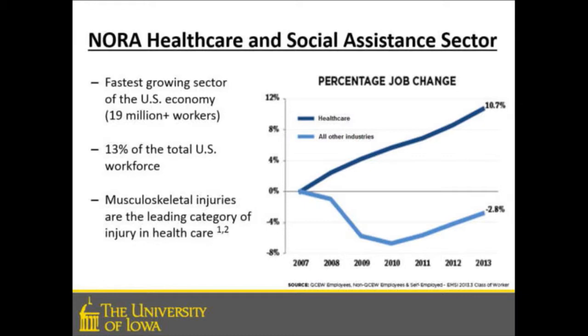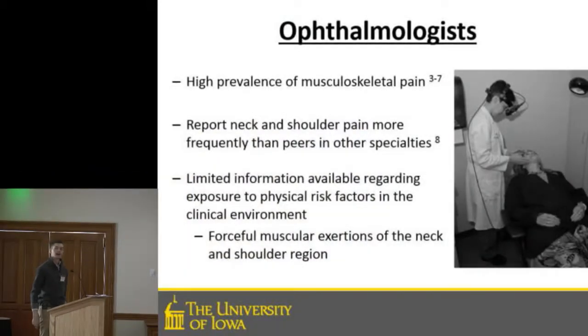prevalence of musculoskeletal injuries. In particular, ophthalmologists, or eye care physicians, report a high prevalence of musculoskeletal pain. And typically, the neck and the shoulder region is a high area of concern for them. In fact, we've recently done some research indicating that ophthalmologists report more musculoskeletal pain of the neck and shoulder region than other faculty in say, family medicine or internal medicine.